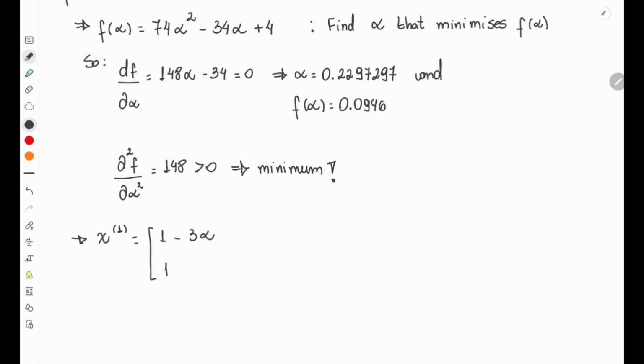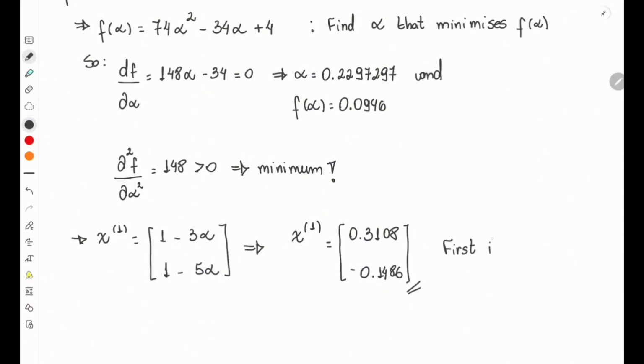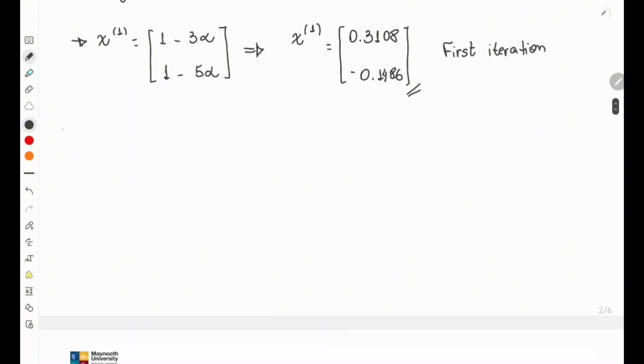So in that way, we have our value for x1, so we can just replace the value that we found for alpha in our function. So we got that for our first iteration, our vector x got the values 0.3 and minus 0.14. So, okay, this was for the first iteration. Now we need to do the same way, considering x1 as our starting point.